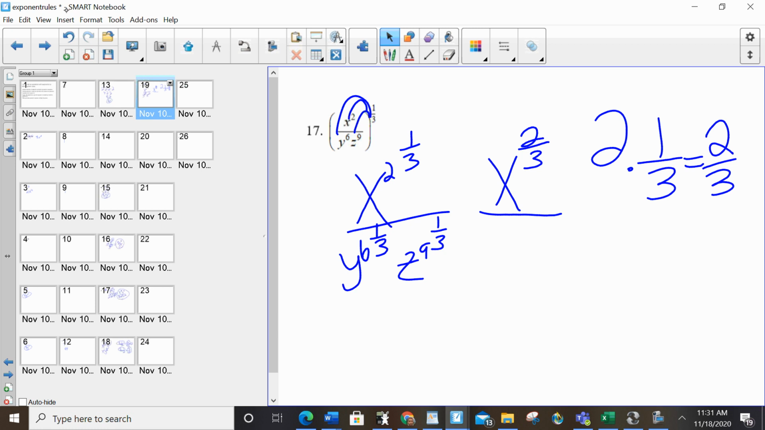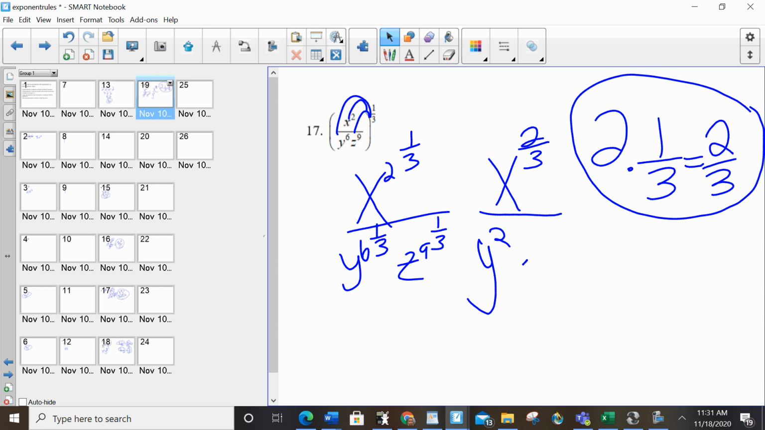So 2 times 1 is 2 over 3. Since they don't divide nicely, I'm leaving it as 2 over 3. I want you to try and do the bottom 2 on your own right now. Okay, 6 times 1/3, and you don't need to write it off to the side like this. You should be able to do it mentally. I'm just writing it off to the side so you see my thought process. 6 times 1 is 6, over 3 is 2. 9 times 1 is 9, over 3 is 3.